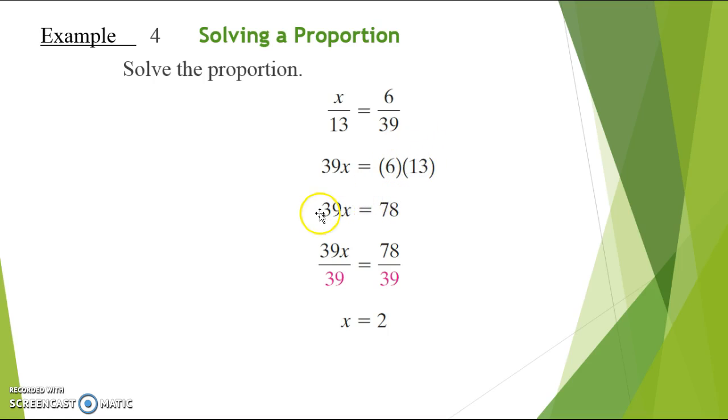Now we still have to get the letter all by itself. So we always want to divide by whatever is with that letter. In this case, 39. That's what they're showing you here, dividing both sides by 39. So on the left side, the 39s cancel, and all you're left with is X. On the right side, we have to actually do the math. 78 divided by 39 will give you 2. So that's what the rest of the chapter is all about: how to solve a proportion and use a proportion to solve practical types of problems.